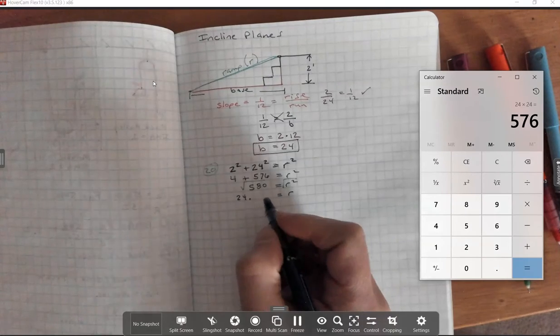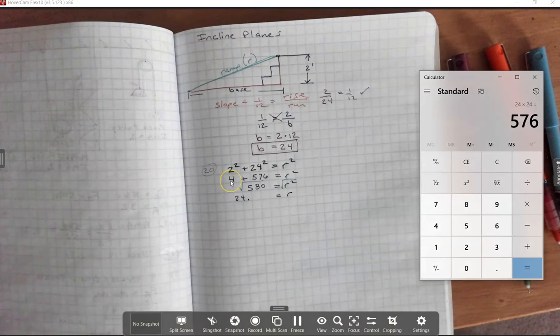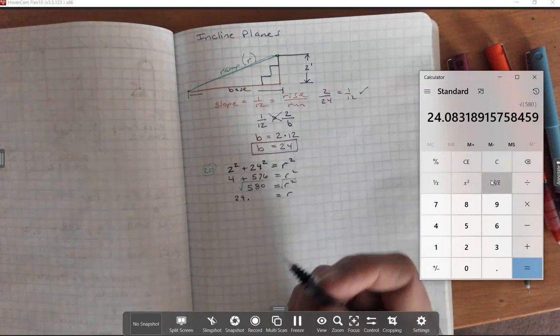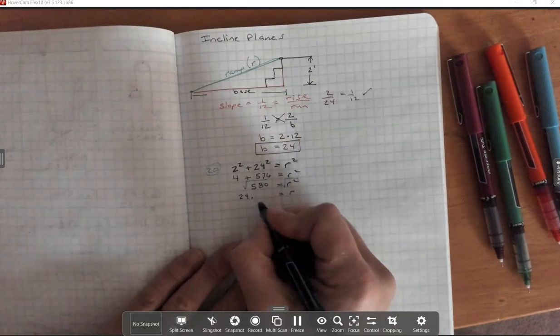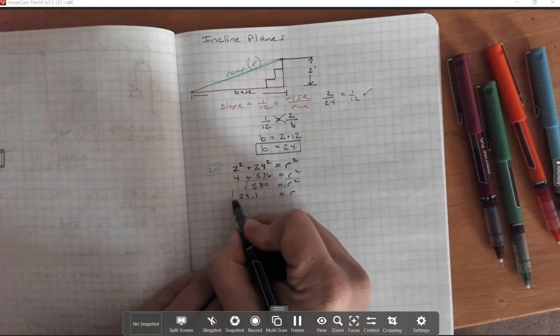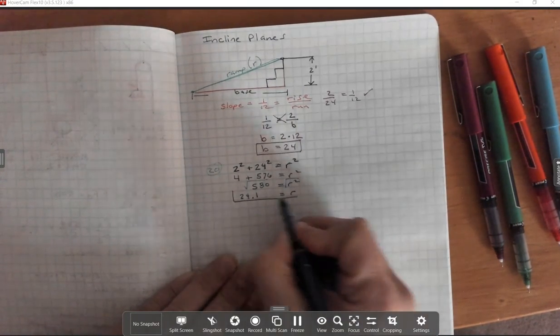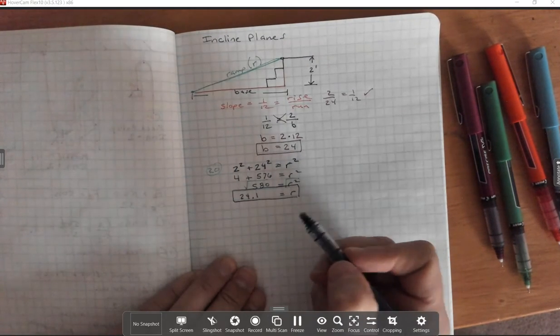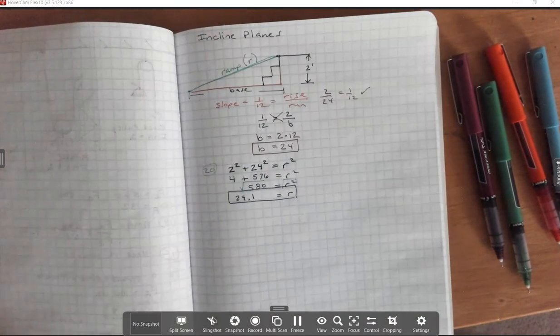24 point, let's see, we can add 4, and then hit the square root button right here. 24.08, so let's just round to the nearest tenth, so 24.1. So it really is not much longer than the length that the ramp's going to extend out horizontally, but the length of the actual ramp is just a hair over 24 feet.